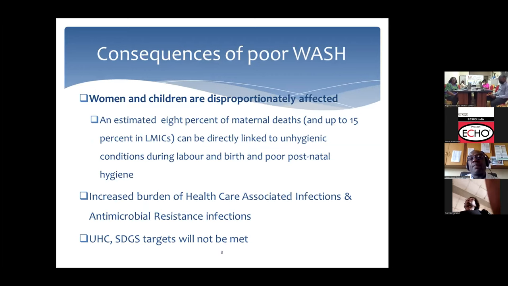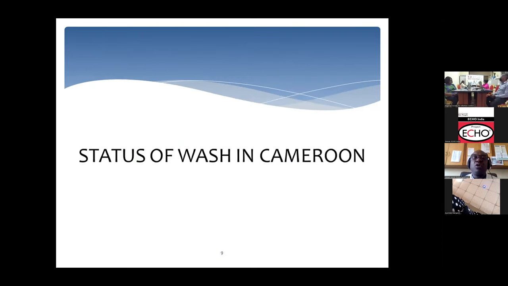Now, what are the consequences? Even though the Sustainable Development Goals have emphasized closing gaps, unfortunately, if we do not pay attention to WASH, a lot of the Sustainable Development Goals are not going to be attained. And the worst one is gender inequality. So women and children are going to be disproportionately affected, and especially the girl child. Up to date, an estimated 8% of maternal deaths are related to lack of WASH in our healthcare facilities. And if you do not have WASH, there will be increased burden of healthcare-associated infections, as well as microbial resistance. And then, as I said earlier, many of the Sustainable Development Goals will not be attained.